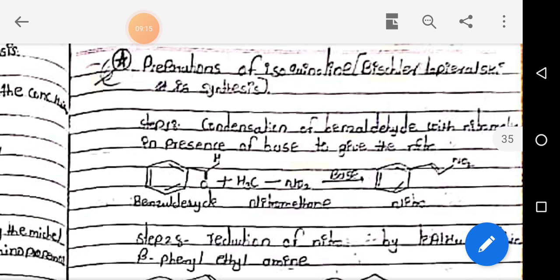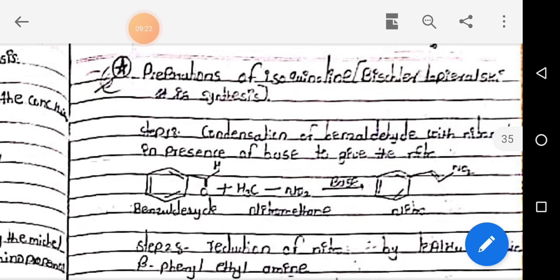So friends, this is all about the preparation of quinolines. In the next video we will learn the preparation of isoquinoline by Bischler-Napieralski synthesis.